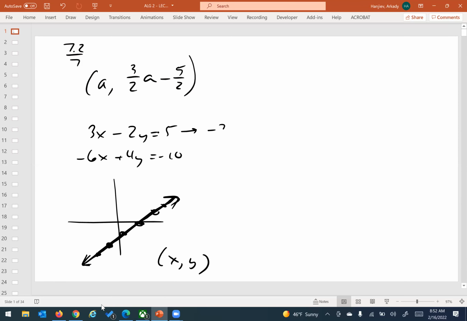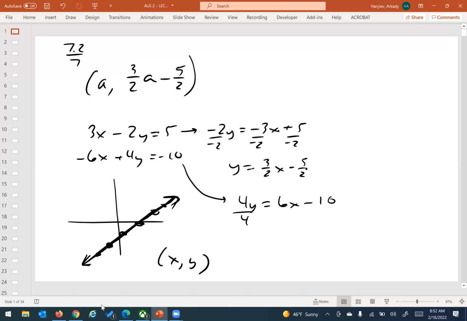Oh, so we do the slope. 2y equals 3x minus 5. Subtract 3x from both sides, divide by -2. And you get y is equal to what? 3/2 x minus 5/2. Is that right? That's right. In fact, if you did this one and solve for y, you should get the exact same thing. If you add 6x to both sides, divide by 4, reduce, and of course you should get the same thing because you get the same exact line.